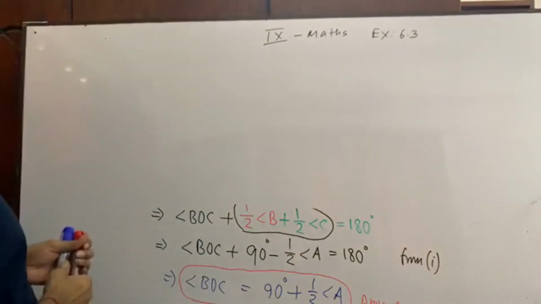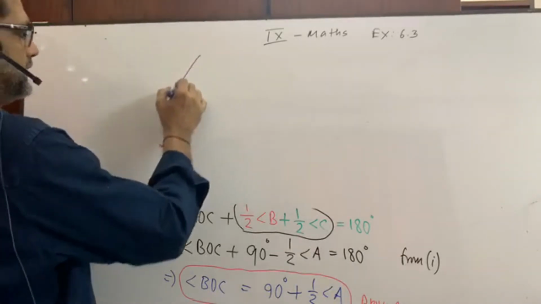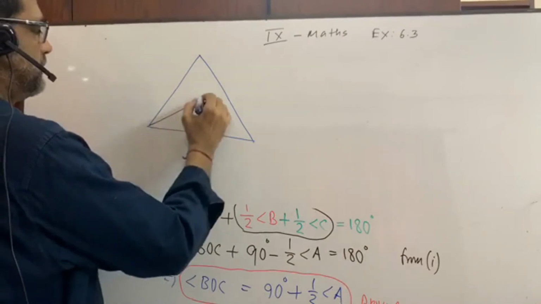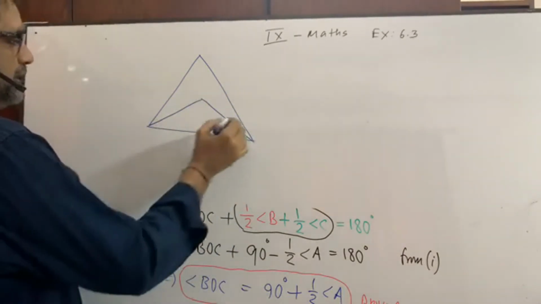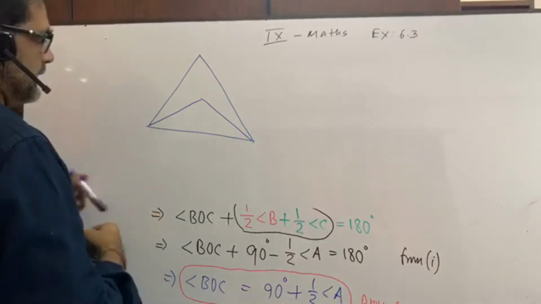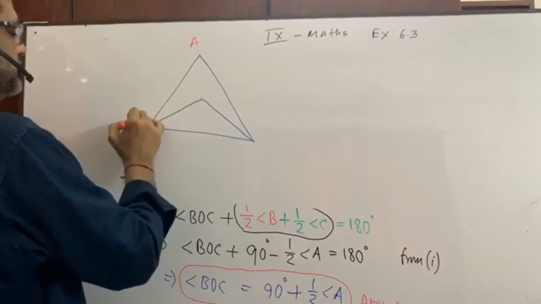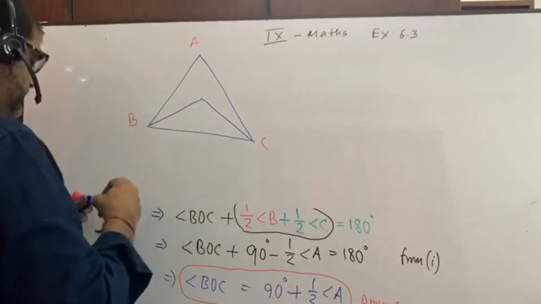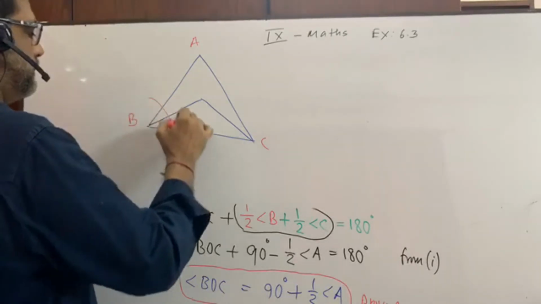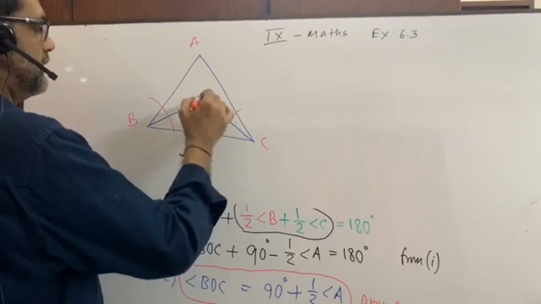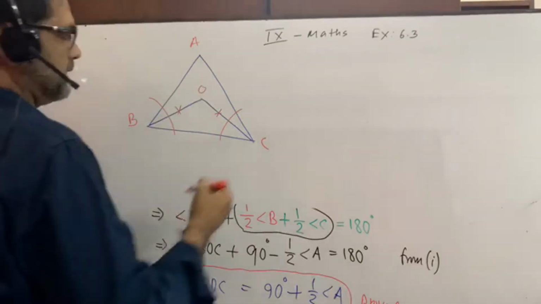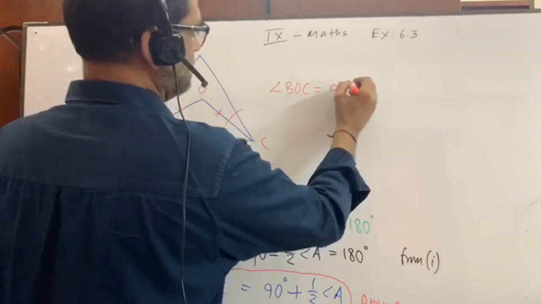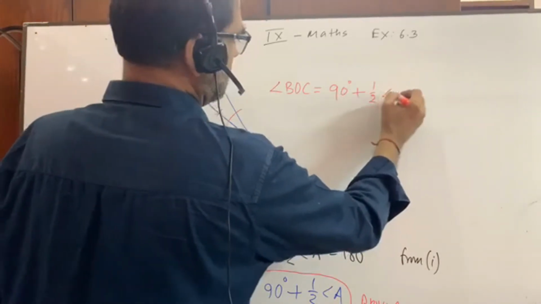Actually, what we have got here, I review: it is a triangle ABC, and these are the bisectors. This angle and this angle have been bisected in this way. This is O. So what is the formula here? The formula is angle BOC is equal to 90 degrees plus half of angle A.